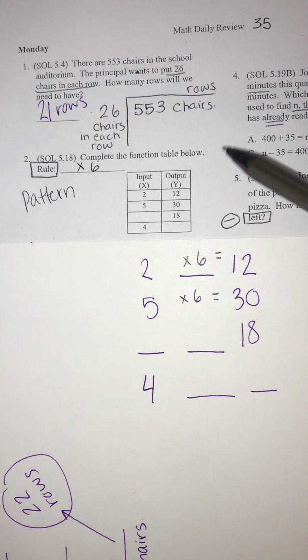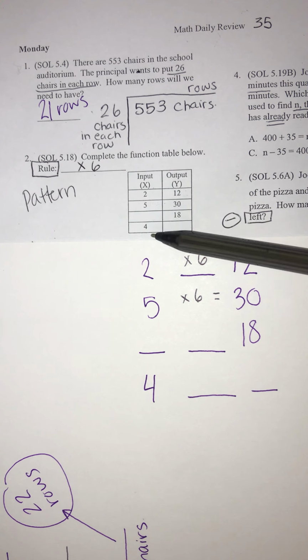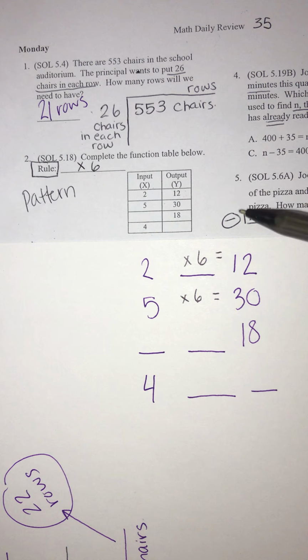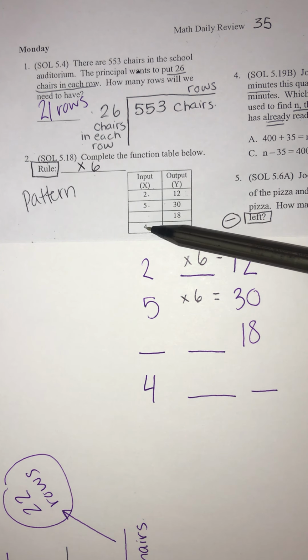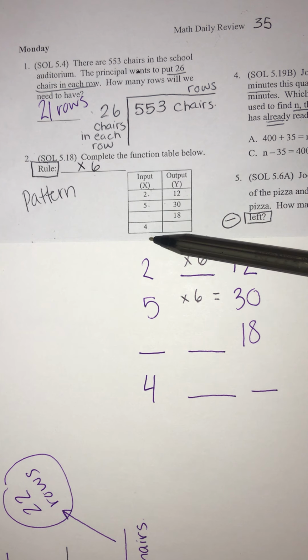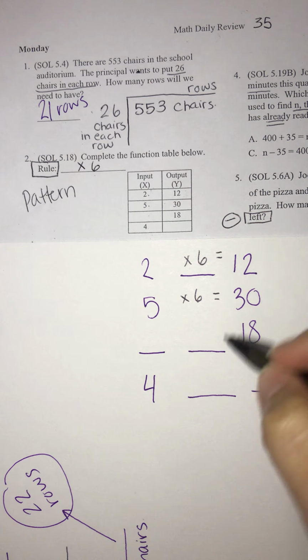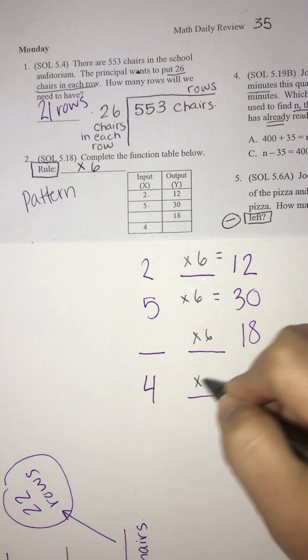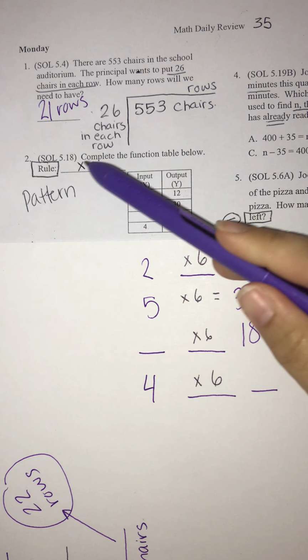I don't like that the input numbers are out of order and that the output numbers are out of order. Essentially, you would have like 2, 3, 4, 5 in order from least to greatest, but for some reason the table is mixed up. So if this is the rule all the way down, then let's fill in the missing numbers. So the rule is multiply by 6.